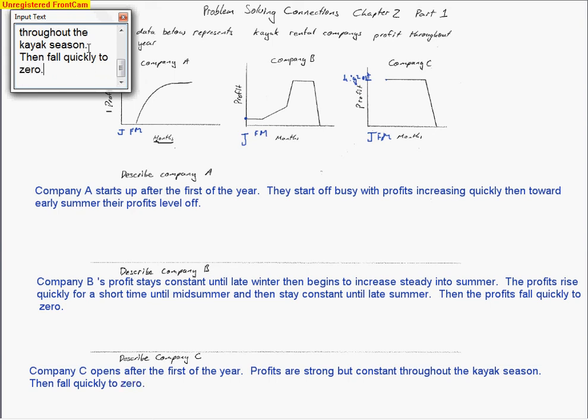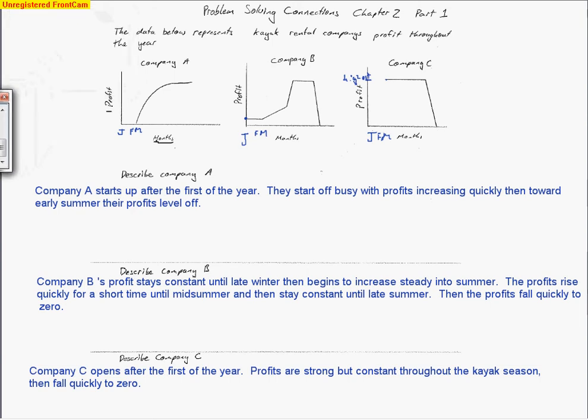So Company C definitely has some loyal customers, and they aren't looking for any extra business. They're staying pretty consistent with what they've got, and they make it through the summertime, and then they just drop off. They probably stay open a little bit for some loyal customers, and then just go down to 0 at the end. So that's a description of that data, and so check out part 2 for the next section.